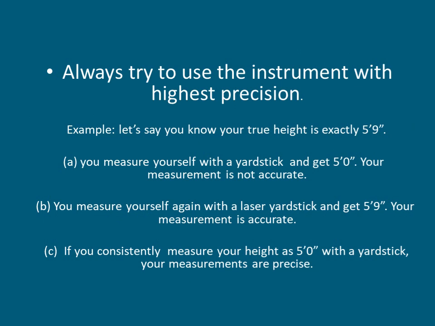I can better explain the term precision with the help of this example. You know your true height is exactly 5'9". You measure yourself with a yardstick and get 5. Your measurement is not accurate. You measure yourself again with a laser yardstick and get 5'9". Now your measurement is accurate. If you consistently measure height as 5 with a yardstick, your measurements are precise.